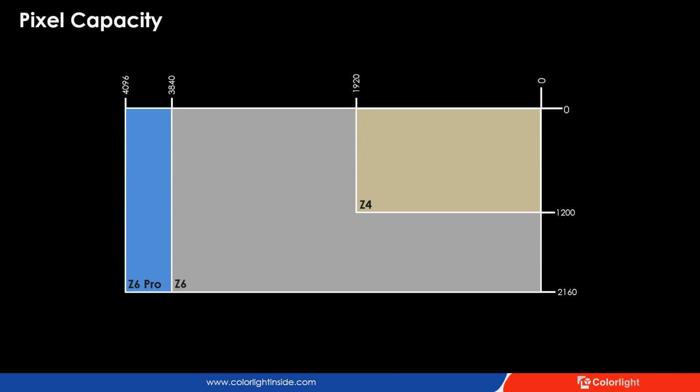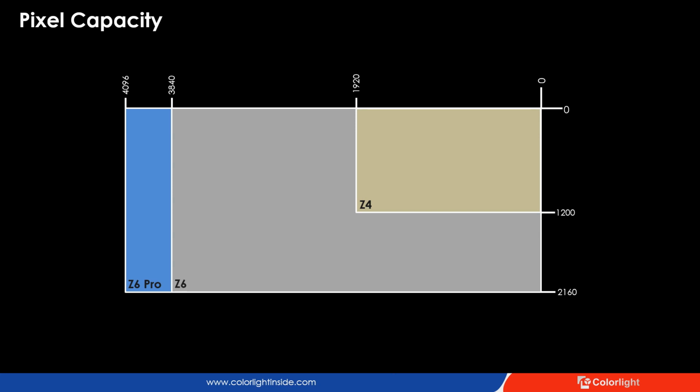Pixel capacity is absolutely the first one that pops up in my mind. By looking at the chart, we know the Z4 can do 1920 by 1200 resolution, which is around 2.3 million pixels. The Z6 can do 3840 by 2160 UHD resolution, roughly 8.3 million pixels. And the Z6 Pro can handle real 4K, 4096 by 2160, which is almost 8.8 million pixels.